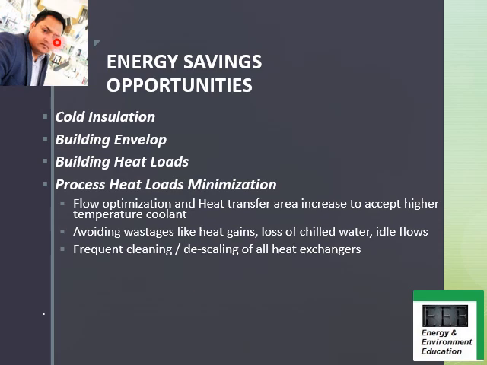So these are some of the energy saving opportunities, friends. I'm not going to explain them in detail here, just look at the listed points. Basically, if you want to save energy in a refrigeration system, you can have cold insulation and a building envelope in place. Building heat loads you need to minimize, and process heat load minimization is also there. Then you should avoid wastage like heat gains or loss of chilled water, and idle flows. Frequent cleaning is also important. Descaling is also important. So these are some of the steps that you can take to save energy in a refrigeration system, friends. I'm not going to explain everything, as all the things are given in the chapter itself. You can go through the book, go through the chapter, and you can easily understand the entire concept, friends.